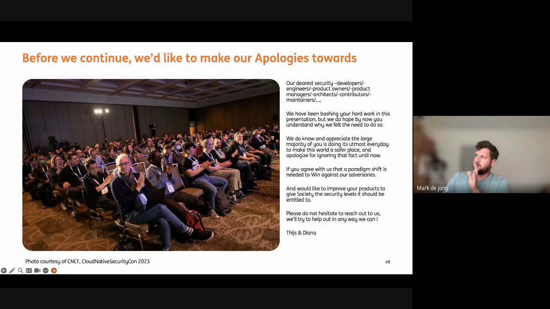This is one you need to read because we apologize towards a bunch of security developers and CISO members and all kinds of other stuff, because we do respect you, but we need a definite paradigm shift to win against our adversaries. So we need to make sure that everything goes into the fundamentals of fixing stuff.